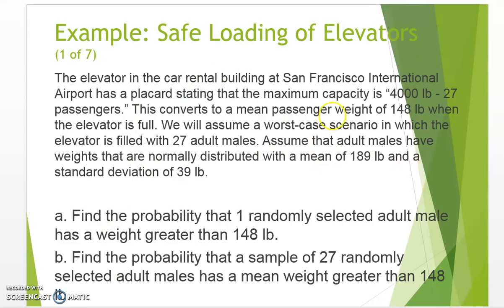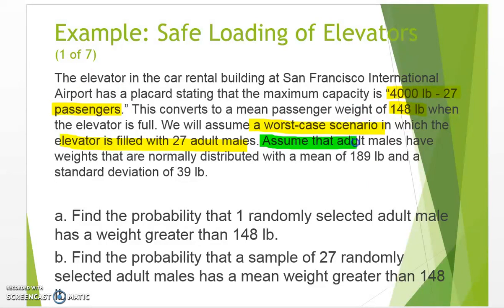Okay, so that's about the capacity of an elevator. If it comes with the label saying 4,000 pounds and 27 passengers, we can convert this to an average of 148 pounds per person, right? A mean passenger weight. So we can assume the worst case scenario here is the elevator can be filled with 27 adults, and the maximum weight the elevator can hold is 4,000 pounds. So let's see how we can convert this to a normal distribution question.